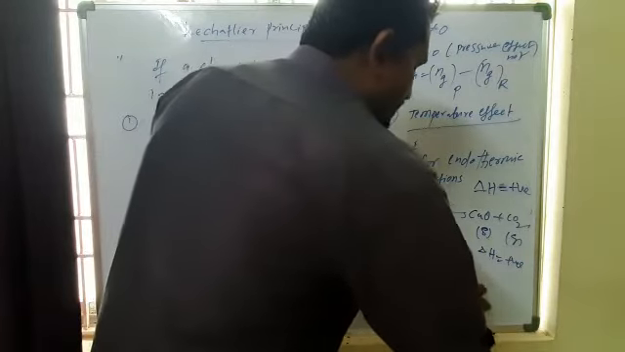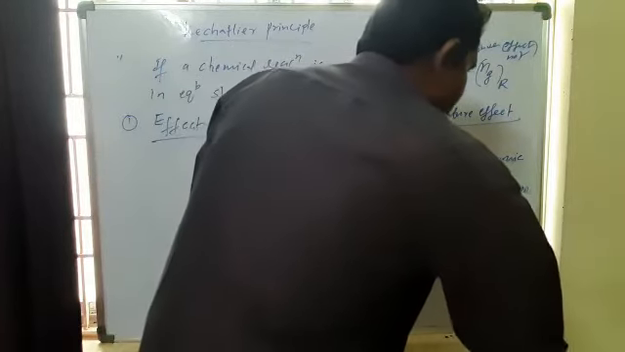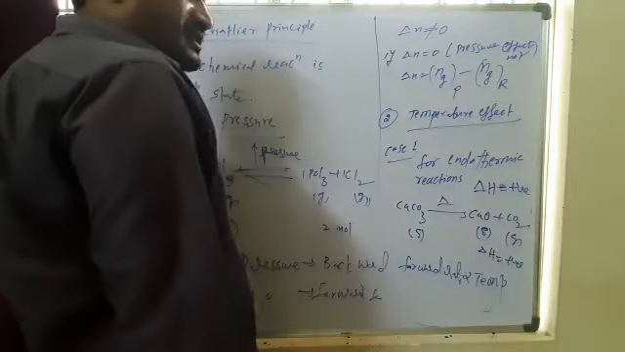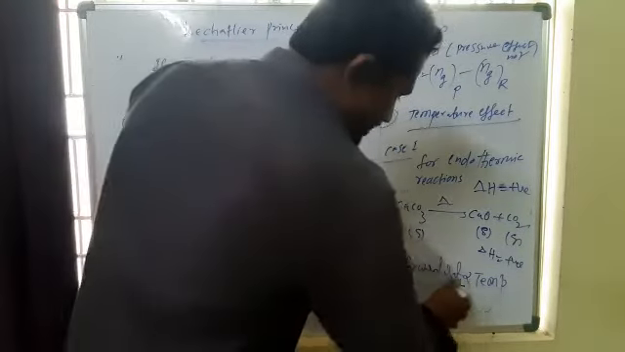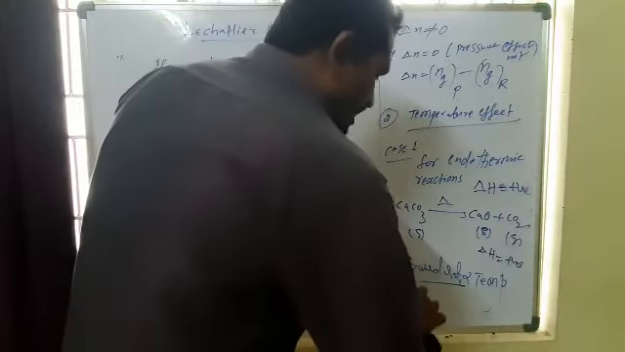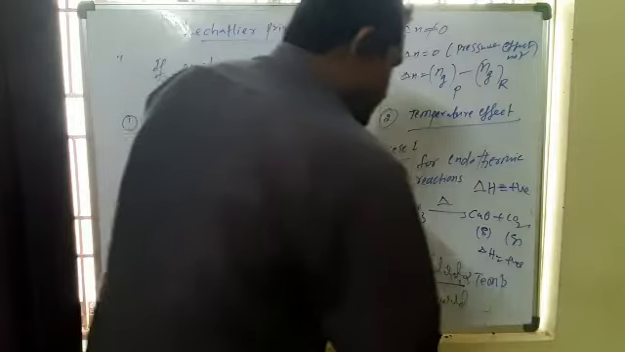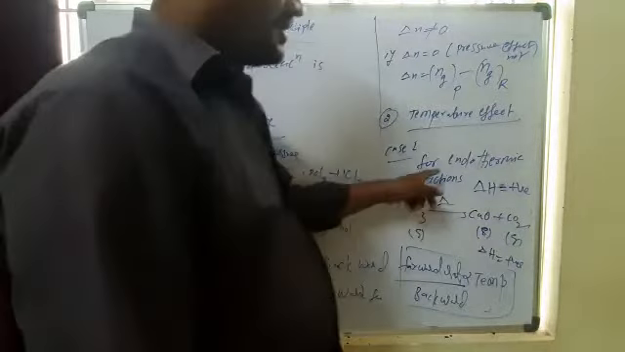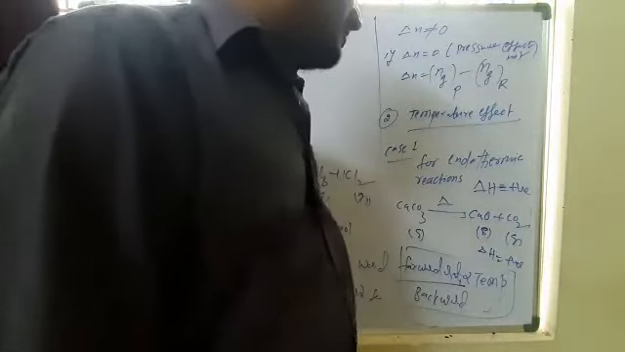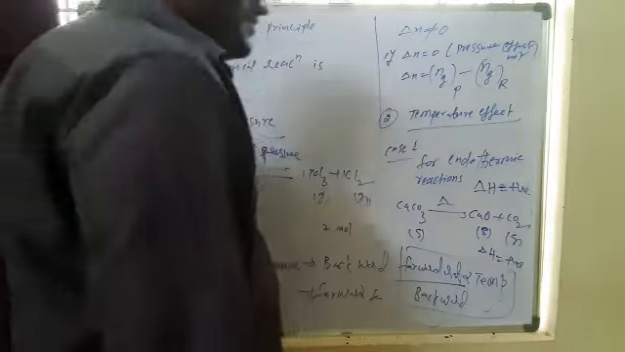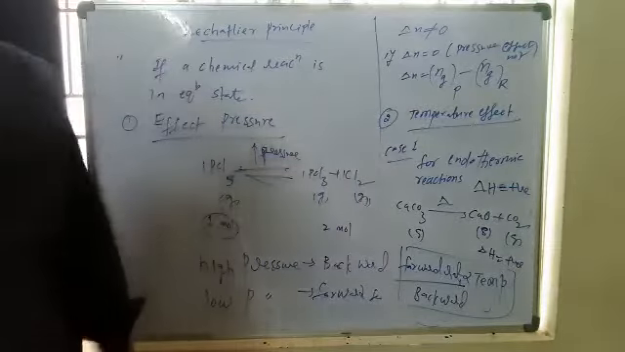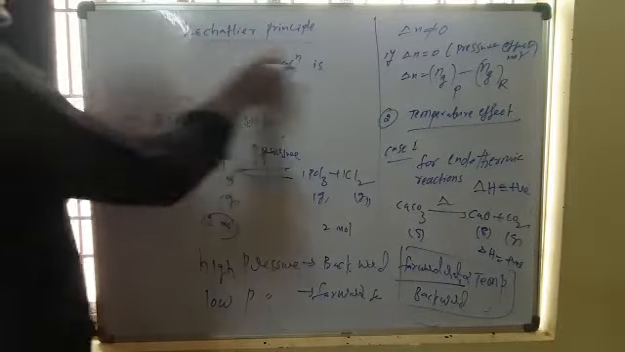So for endothermic reactions, the forward reaction rate is directly proportional to temperature, whereas it is inversely proportional for the backward reaction. When temperature increases for endothermic reactions, the forward rate increases, and the backward reaction rate decreases.